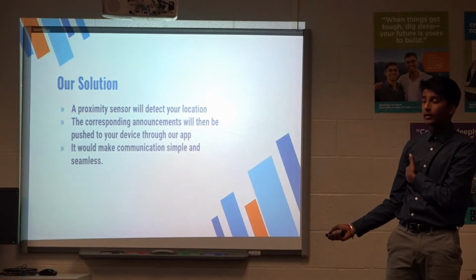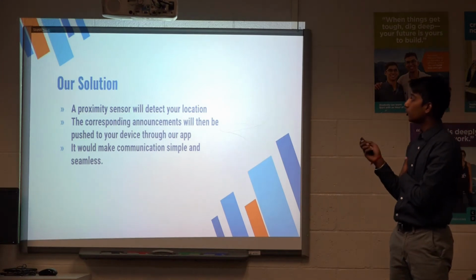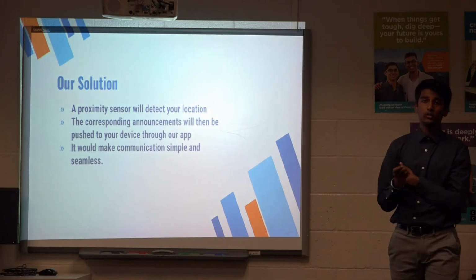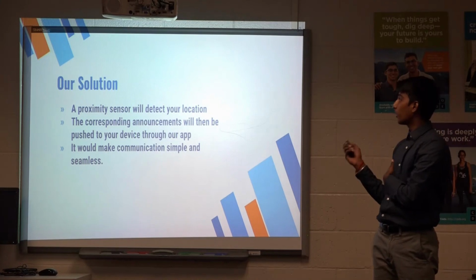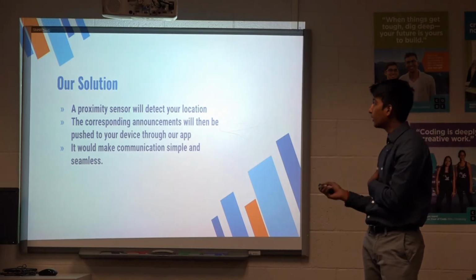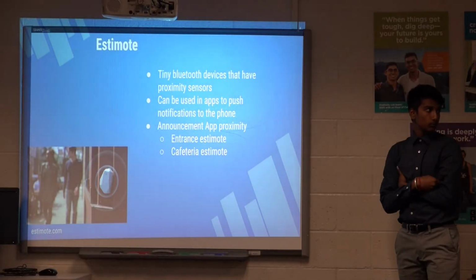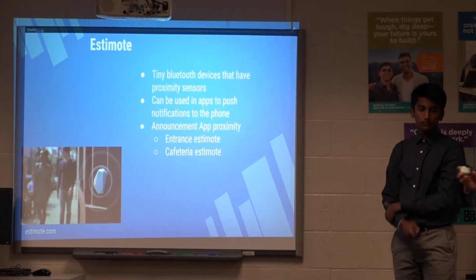Our solution is our app Smart Talk. Smart Talk uses a proximity sensor, which is called an S-Mount, that will detect your location when you walk near it, and it'll send corresponding announcements that'll be pushed through your device through our app, and then it'll make communication simple and seamless. So about the S-Mount, this is the S-Mount.